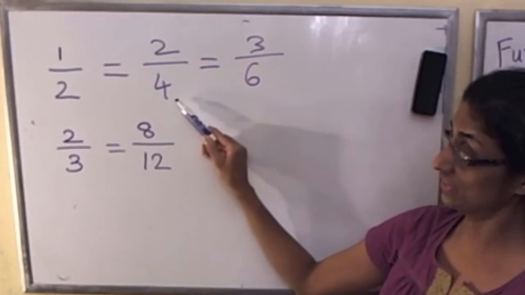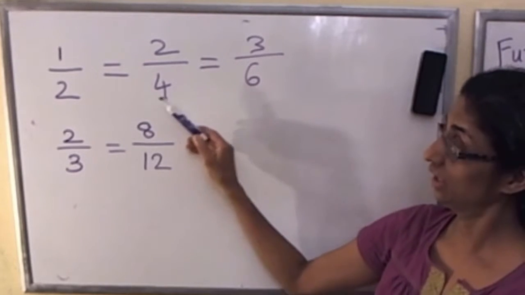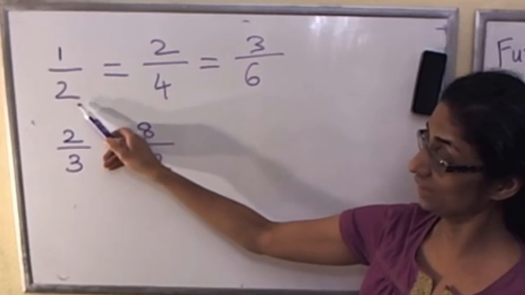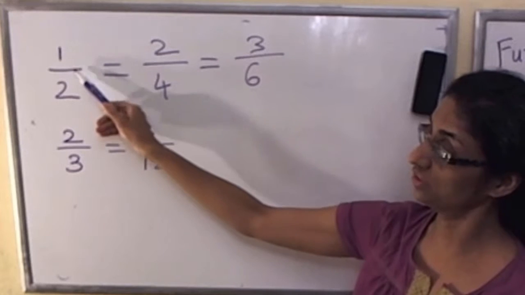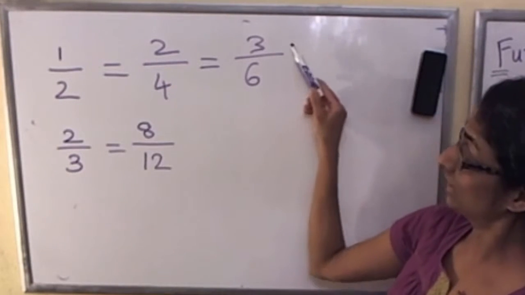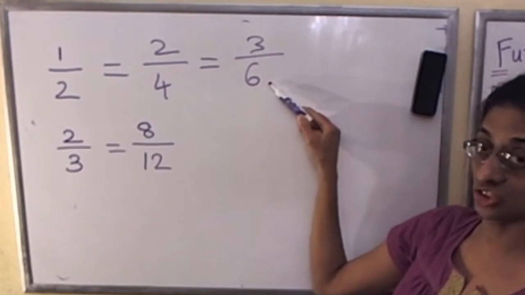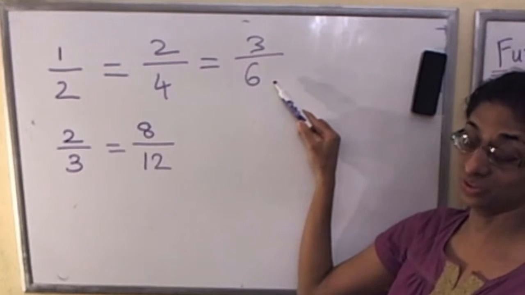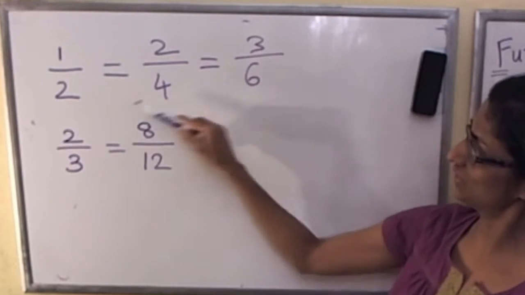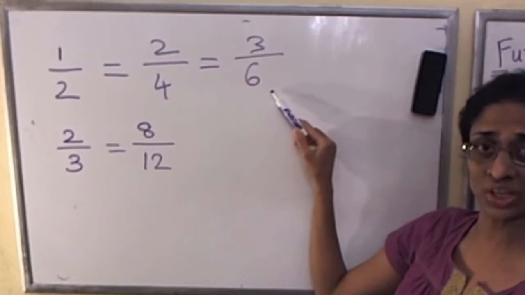And then we said, let's do a second activity. Let's keep the fraction 1/2, and this time let's multiply the numerator and denominator by 3. And that's how we got the second fraction, 3/6. Once again, on the number line, we discovered 1/2 is exactly the same as 3/6.